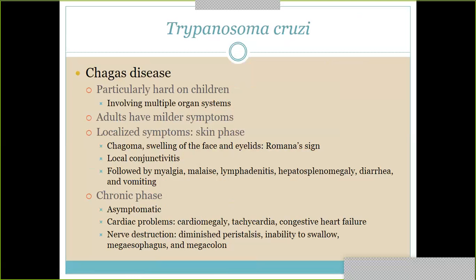And then it can go into even more of a chronic phase, cardiac, nerve, because it can go to different organ systems. So it can cause damage to each of those systems wherever it goes, essentially. Again, Trypanosoma cruzi is passed by the reduviid bug, which is known as the kissing bug.